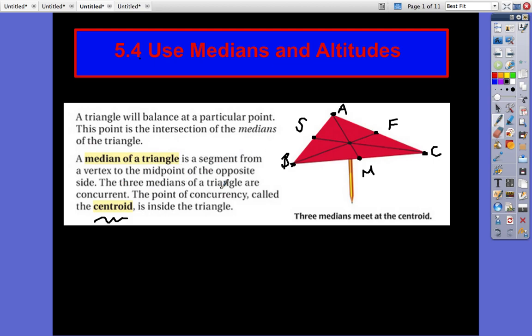The three medians of a triangle are concurrent. Now remember from earlier sections and videos, we learned that concurrent means intersecting. So these three medians intersect at a point, and that point of intersection or concurrency is called the centroid. So this point right in the middle is called the centroid.